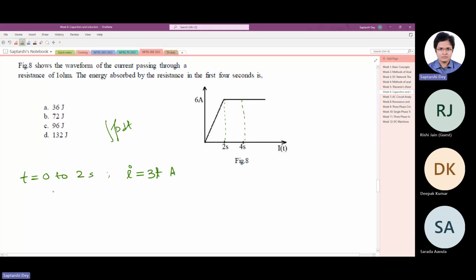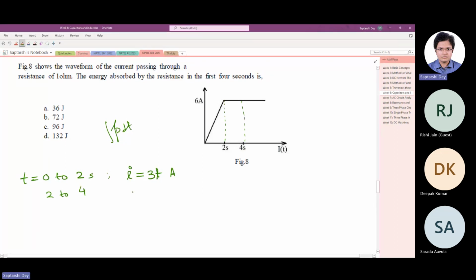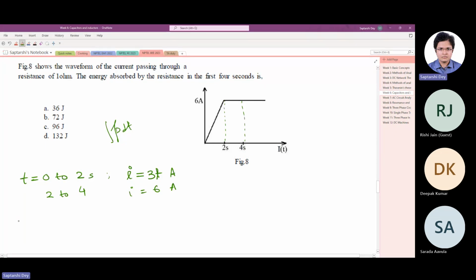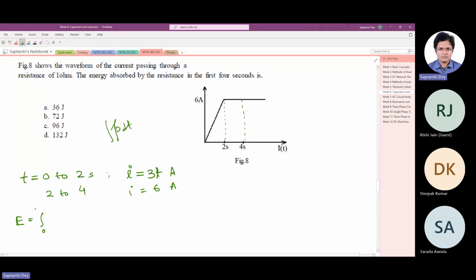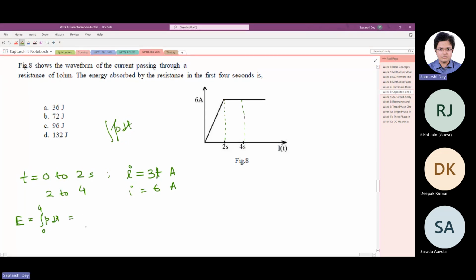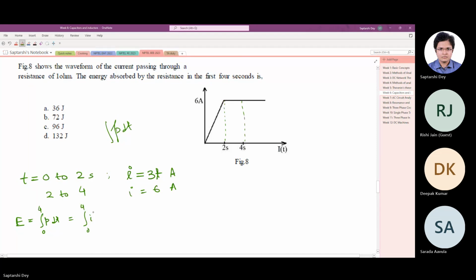And from 2 to 4, 6 ampere, right? Now let us find out the energy for the first 4 seconds, so 0 to 4, integral of p dt, 0 to 4, I square R dt. R is constant, I will take it out.